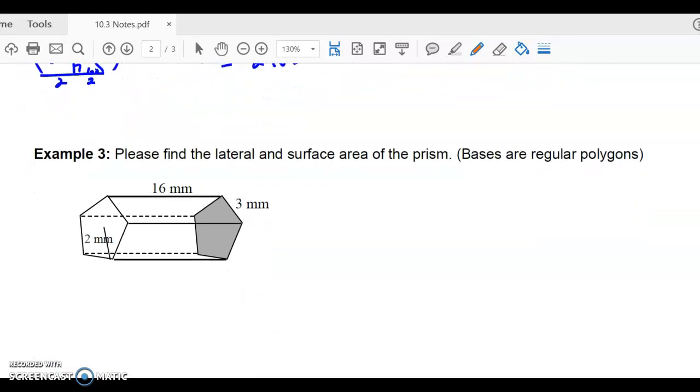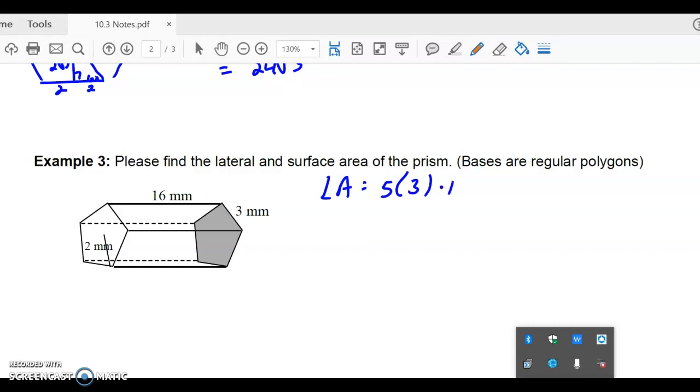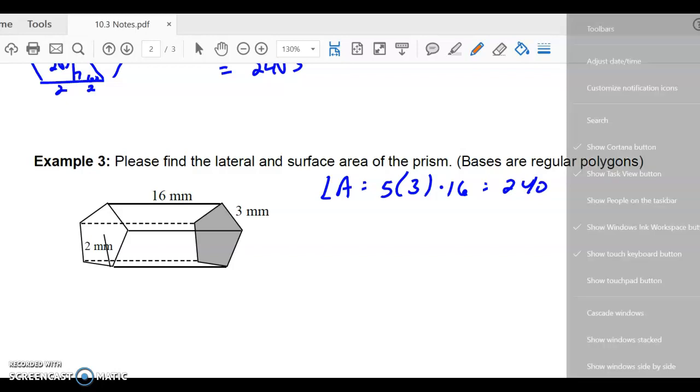Example 3. Please find the lateral area and surface area of the prism. So this is another pentagonal prism. If we think about drawing the lateral area, the perimeter of the base would be 5 times 3, times 16. So the lateral area is 240 square meters.